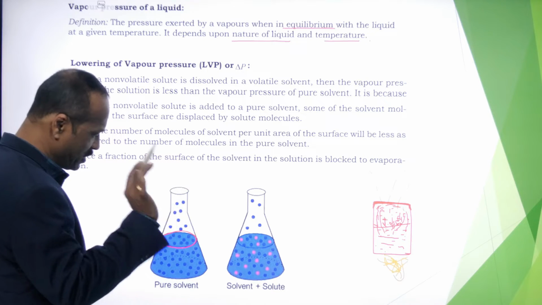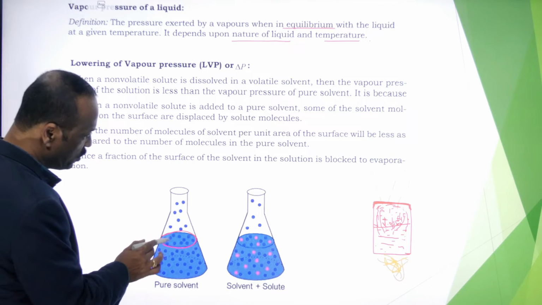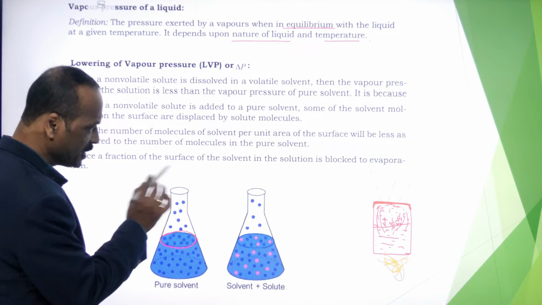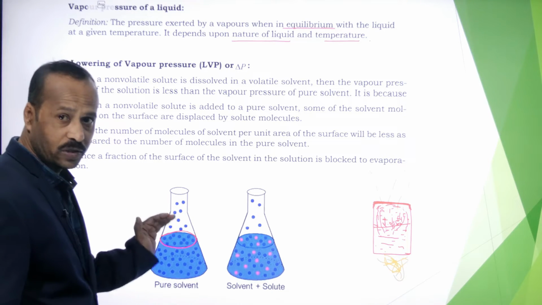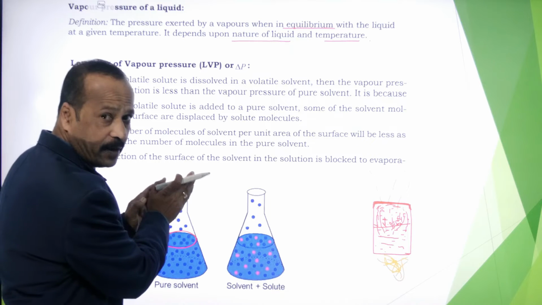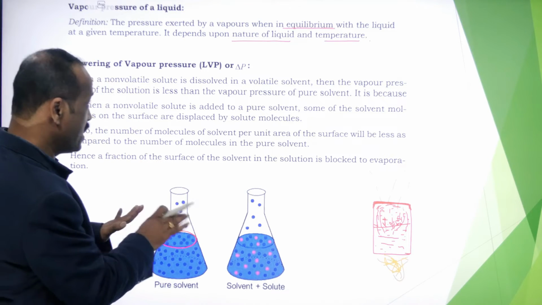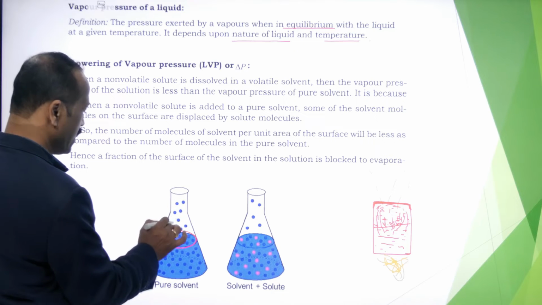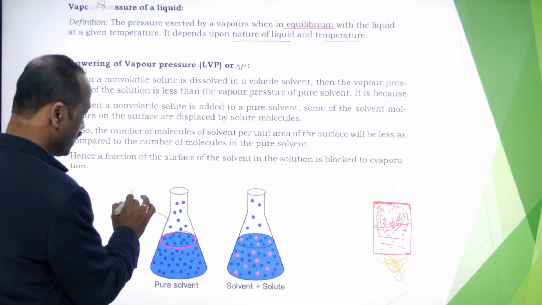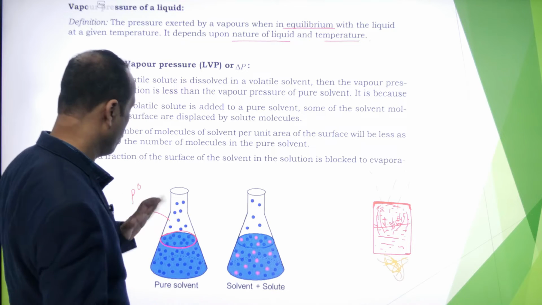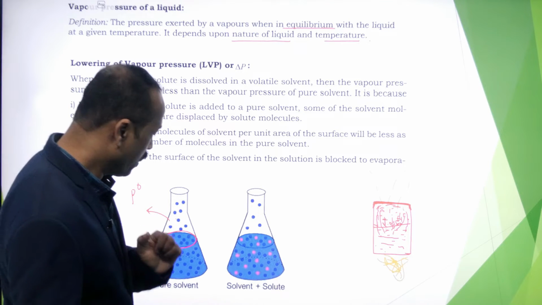Now imagine, I am counting here: 1, 2, 3, 4, 5, 6, 7, 8, 9, 10, 11, 12, 13, 14, 15, 16, 17, 18, 19, something. So some molecules are getting evaporated, and this vapor is exerting pressure here. Let's say the pressure exerted by this pure water is P naught, P to the power of 0.